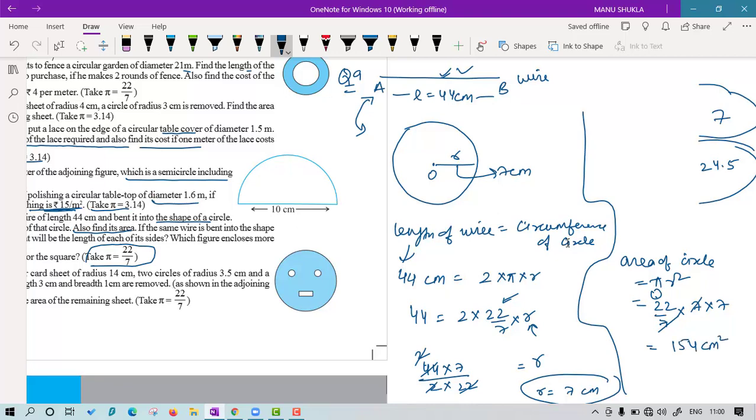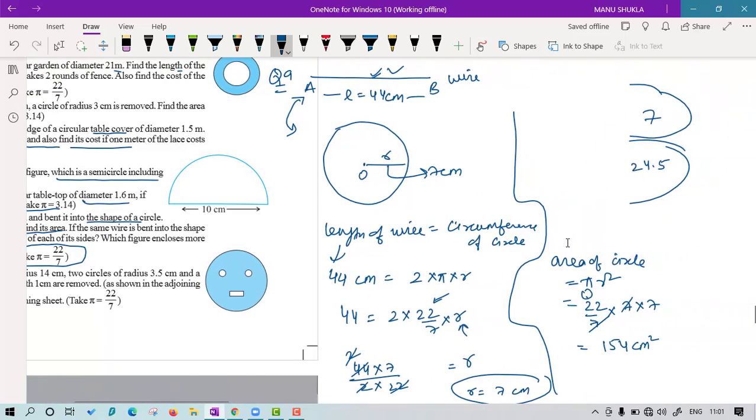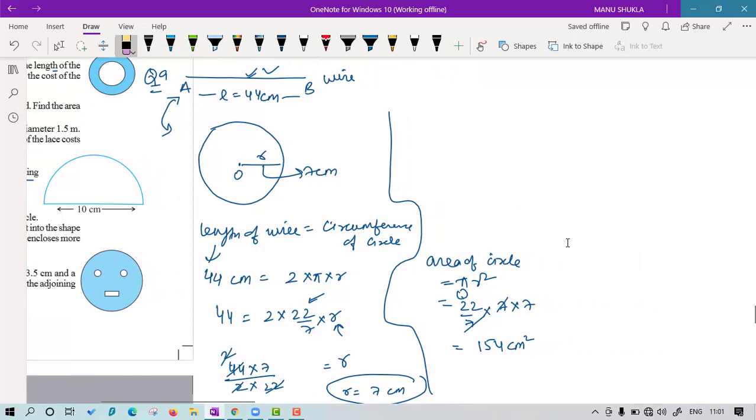Now see the next part. They are saying if the same wire is bent into the shape of a square. So class, now they are going to compare the things. If the same wire is bent into a square, what will be the length of each side? It's very simple. Again, you have to understand what thing is same if you rebend a wire into a square. Yes, it is the perimeter. So let me write case number 2. So case 2 is you are rebending the wire into a square. Same wire length is made into a square ABCD.